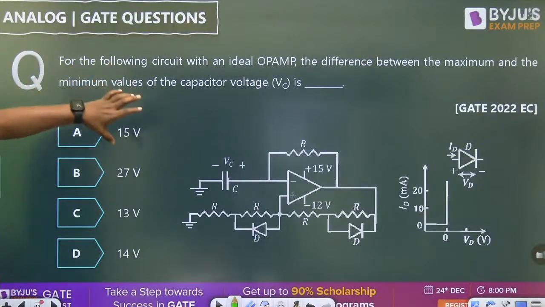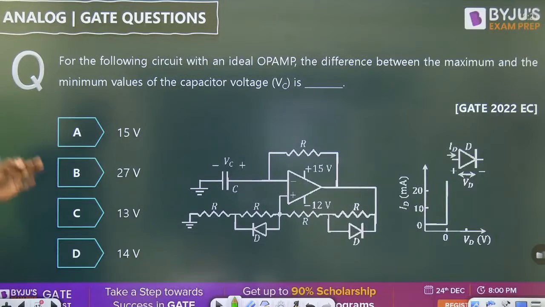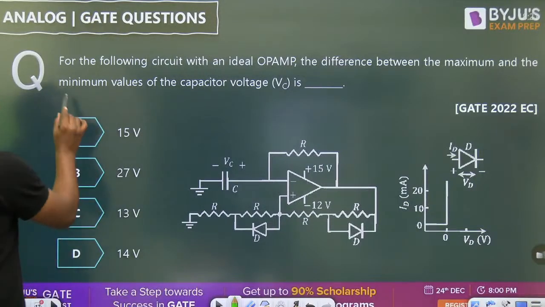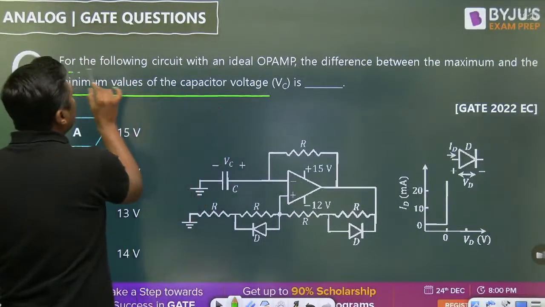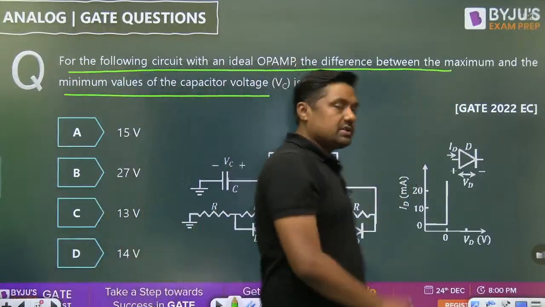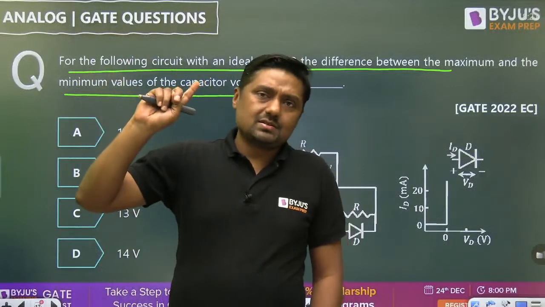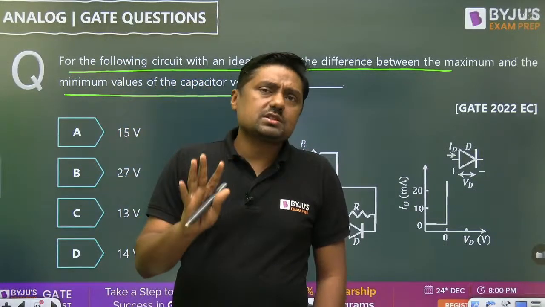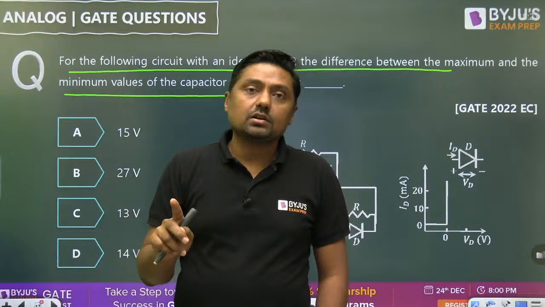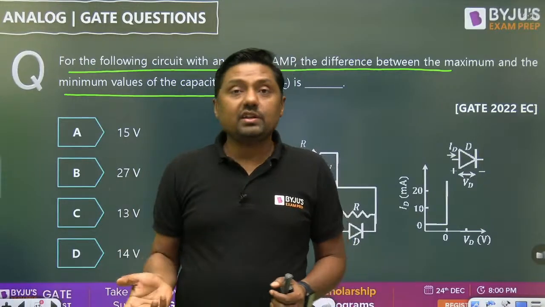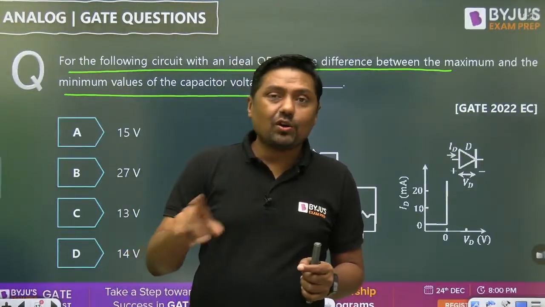For the following circuit with an ideal op-amp, what is the difference between the maximum and the minimum value of the capacitor voltage? Tell me, from the last 20 years, 5 to 6 times the question was on what? High pass filter. And from the last 20 years, questions from the electrical, electronics, instrumentation branch.